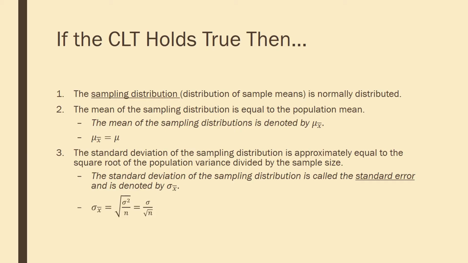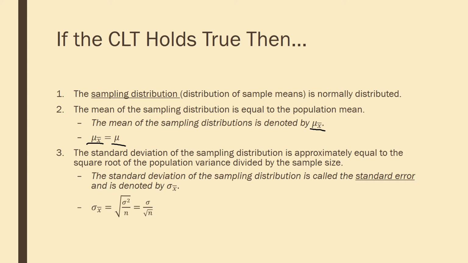If the central limit theorem holds true, then we can describe the sampling distribution. So the sampling distribution, or that's the distribution of sample means, will be normally distributed if the central limit theorem holds true. The mean of the sampling distribution will be equal to the population mean. And we're going to denote the mean of the sampling distribution by this mu with this little subscript of x bar here, which is right here. And we're going to say the mean of the sample means is equal to the population mean.